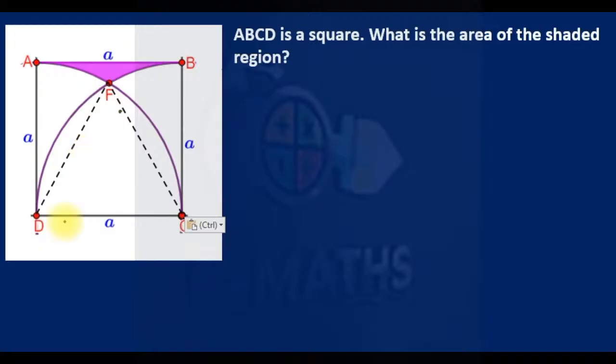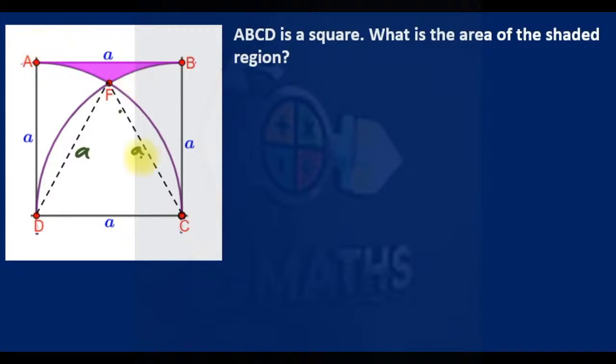Yes, FDC is an equilateral triangle because looking at this, this is a quarter circle and this is also a quarter circle of radius A. So meaning that DF is also A and CF is also A. If you look at this quarter circle, this is A, this is the center now. So this is the radius, this is also the radius, this is also the radius. Same way in the other quarter circle.